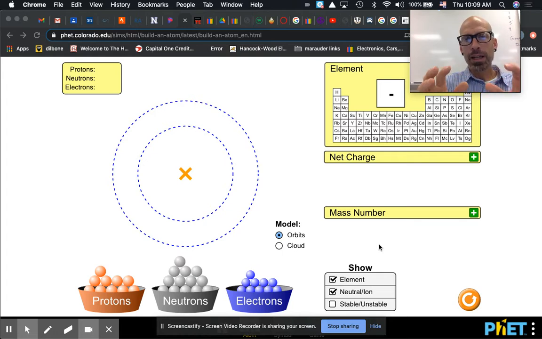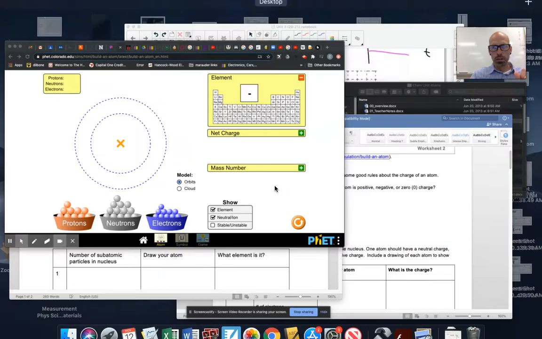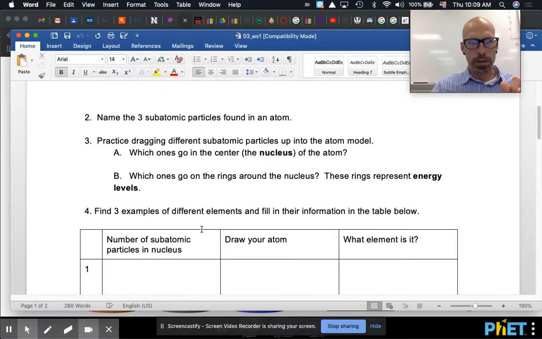And again, I feel like using the simulator here, you're going to learn about atomic structure in a way that's just way better than me standing up in front and telling you a bunch of things. So that's the route we're going. So first, let me get to worksheet 1. Here we go.